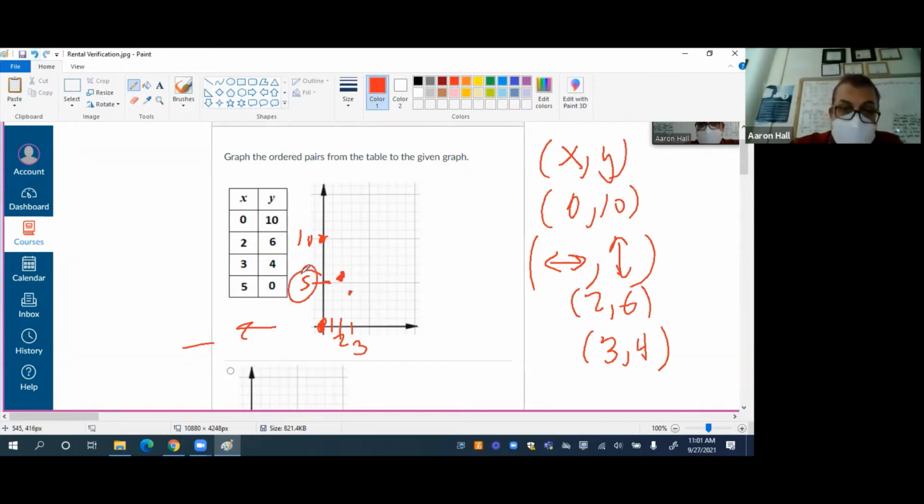This is 5, so 1 less than 5 is 4. So that will give me that point right here. So these are the points I have so far. I have this point here, I have this point here, and I have this point here. Let's look at the next one.